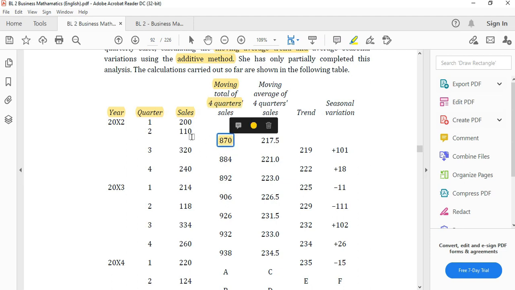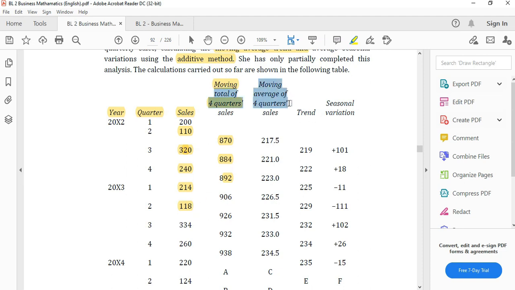So 4 quarters total is put in between quarter 1 and 2 and 3 and 4. That's how we place it in the middle. Okay, so the addition of these two, this 4 is put here. Likewise, they have taken. So 884 is the addition of 110, 320, 240 and 240. 892 is the addition of 320, 240, 214 and 118. Like that only it goes as we did in the lectures, right?